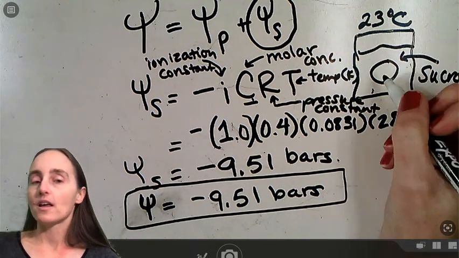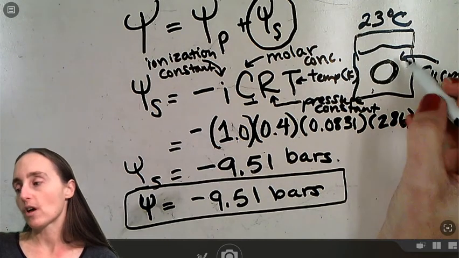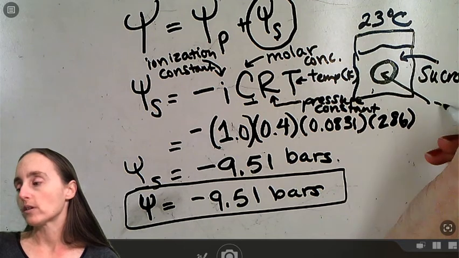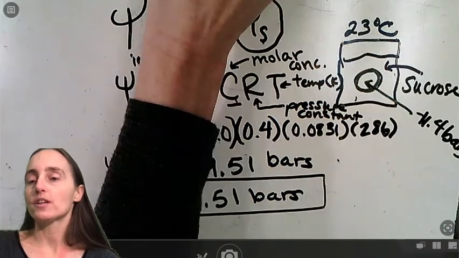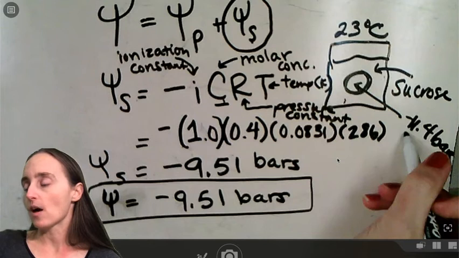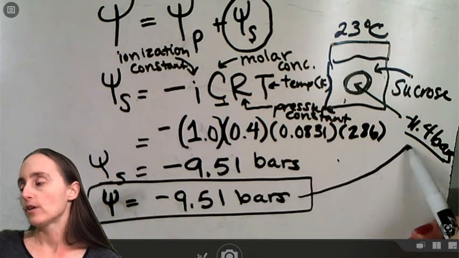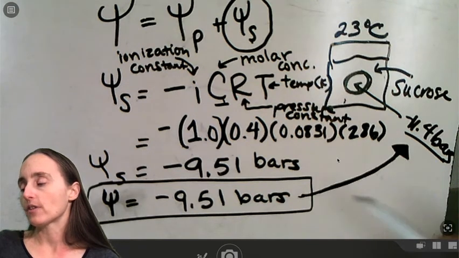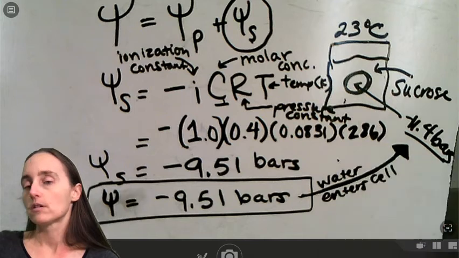So maybe the problem said the cell has a water potential of negative 11.4 bars. Too bad you can't read that because it's off the page. And so it says negative 11.4 is the cell. What's going to happen? Well, the water is going to go from here to there because negative 11.4 is lower than negative 9.5. Water enters the cell. And so the cell gets bigger.